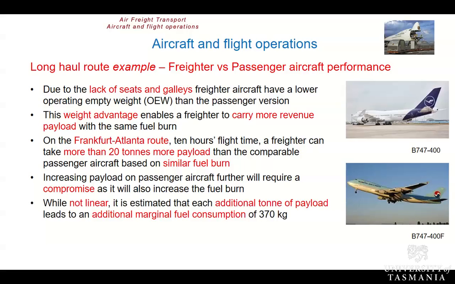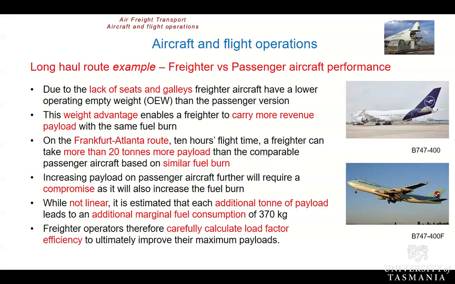It's not a linear process, but the suggestion is that for every additional tonne of payload, the additional marginal fuel consumption is about 370 kilos. So that's quite a considerable amount of weight. To that end, the freighter operator has quite an advantage in making their load factor calculations to enable them to improve towards that maximum payload.